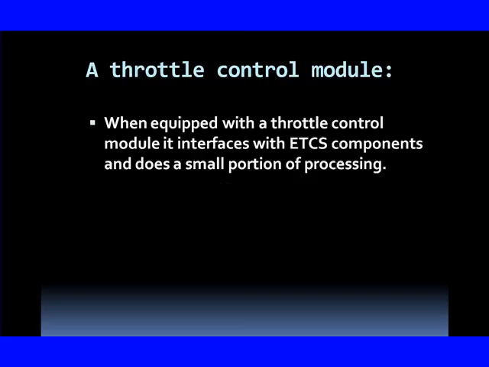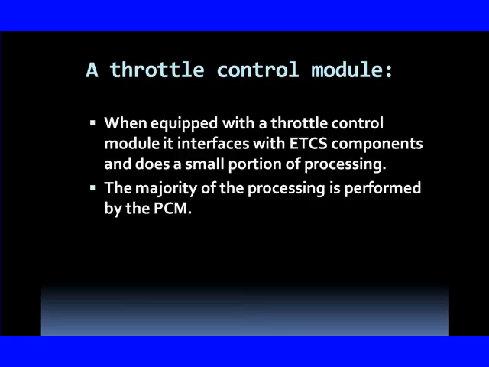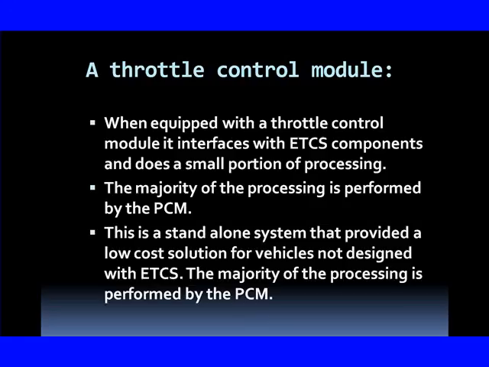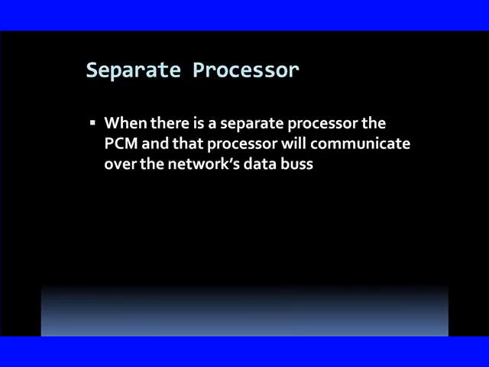And when equipped with the throttle control module, this is going to interface with all of the components, the accelerator pedal, the motor, and the throttle position sensors, and do a small portion of the processing. Some of the self-checking is done in the ETCS, but the control of the motor is done by the external control module, under the direction of the PCM. The majority of the processing is performed by the PCM. Now, this was done to make a standalone system that provided a low-cost solution for vehicles not designed with ETC. The external module just handles the extra signals.